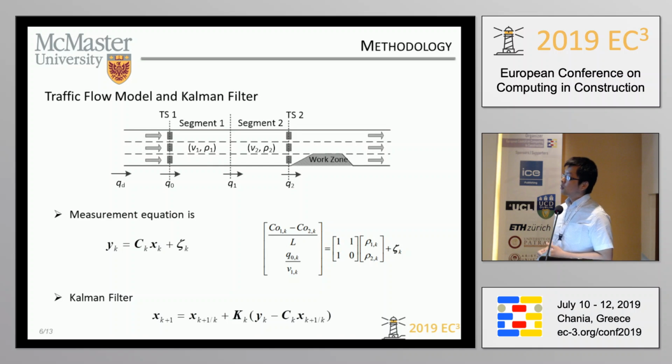Meanwhile, the measurement equation can be derived using the measurements from the stationary sensors and the probe sensors. And also a Kalman filter can iteratively update the traffic state using this formula. For now, we can provide an accurate traffic state estimation using this method, but this method is still vulnerable to sensor fault.